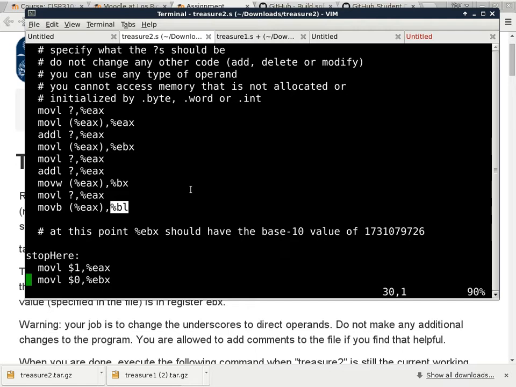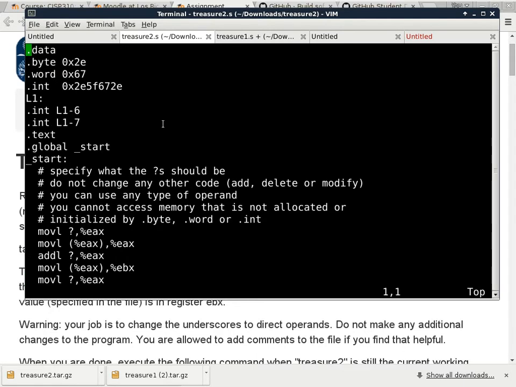You said the values are the same as the last one? The values in EBX, and BL's value as well? Yeah, I didn't change how the memory content is initialized. So when you look at how the memory is initialized, it's exactly the same as last time.